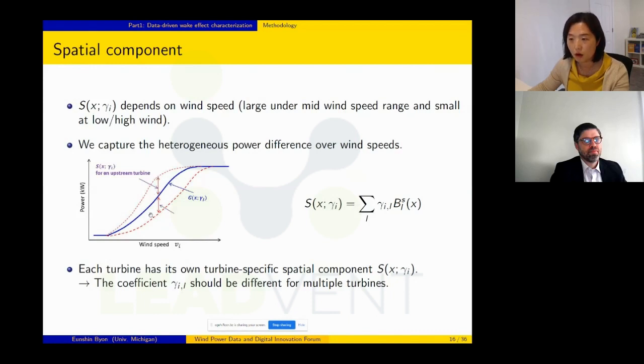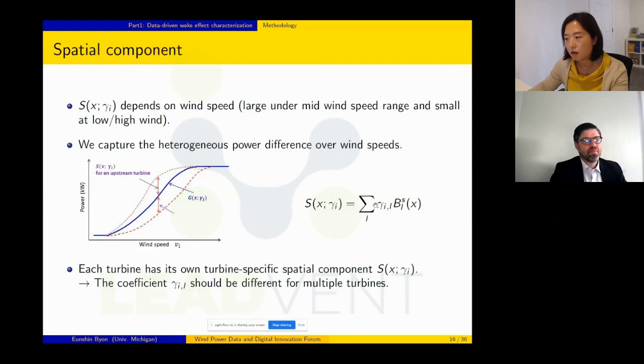And for the turbine to turbine variation term, or the spatial term, the difference between the upstream turbine and the common blue power curve is the S term, the spatial term. We can see that this S should be large at mid wind speed, but it should be small at low or high wind speed. So basically, this S shouldn't be constant. It should be a function of wind speed. So we capture this heterogeneous power difference over wind speed by using this kind of functional form. This can be polynomial again, but we use the spline model.